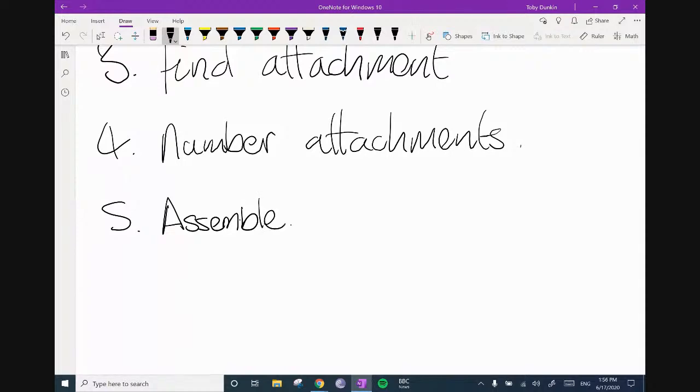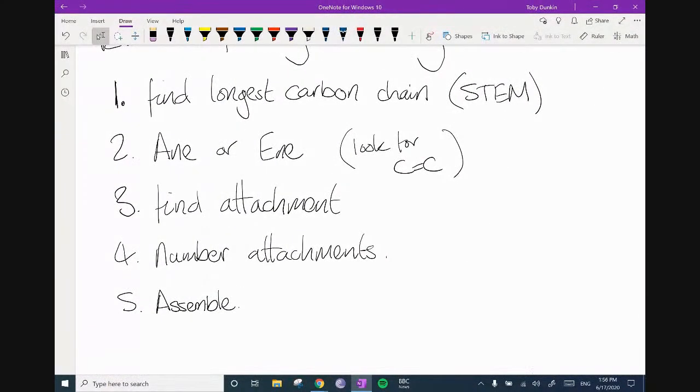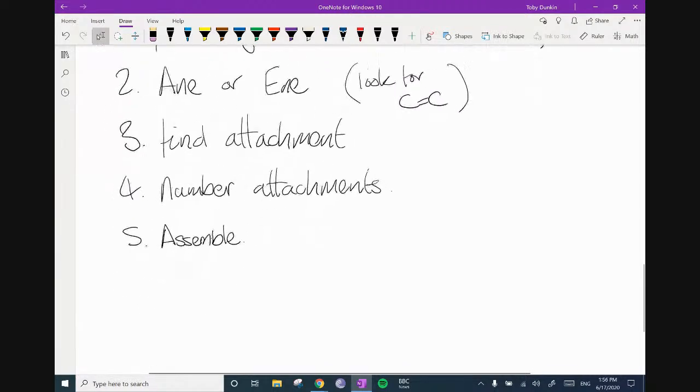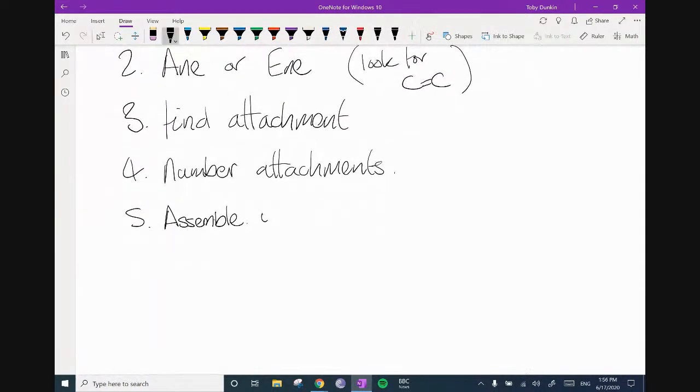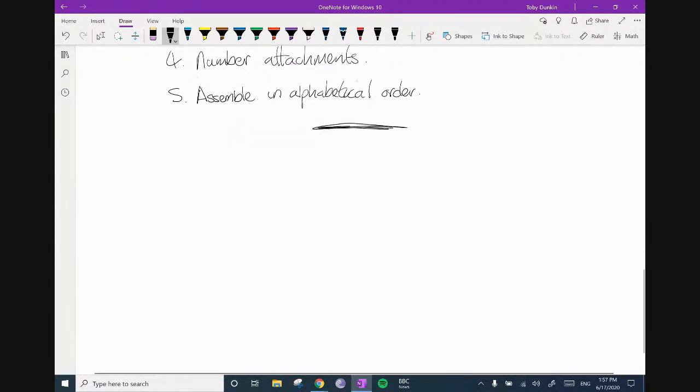Assemble. Right, let's put this into practice. And I think this is going to be a very interesting way to do this. I will give you the list of the attachments. What about alphabetize? Oh, yeah. Assemble in alphabetical order. Yeah, fine. All right, Libby. Whatever. Okay, so let's build some.